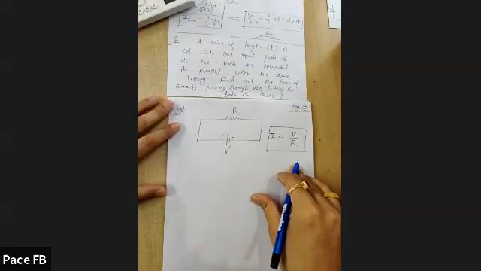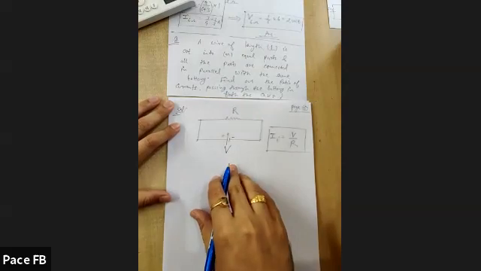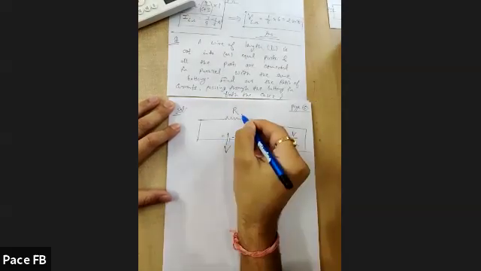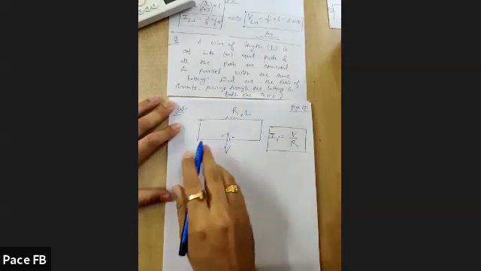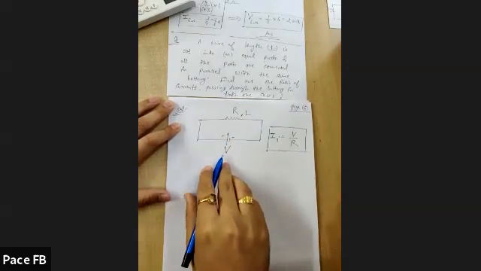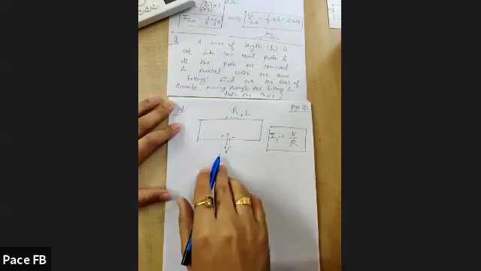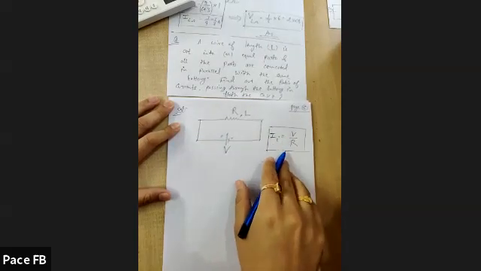I'm not telling you the final answer. So initially, let's say this is a wire of resistance R and length L, and this wire is connected with a battery of V volt. So what would be the current passing through the battery? It would be simply V by R.